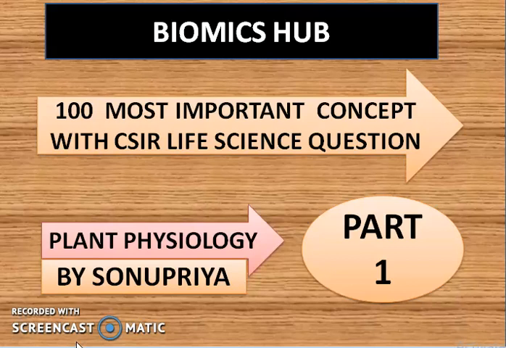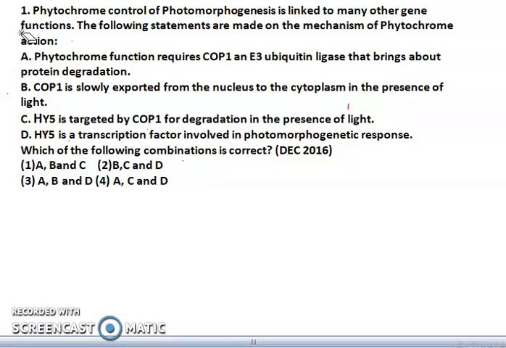Today we will be discussing the most important concepts of CSIR Life Science questions. Today is our first part, in which we will be discussing the plant physiology unit. Today's topic will be phytochrome. Through questions we will be discussing this topic. Our first topic is phytochrome, which comes under the topic photomorphogenesis.